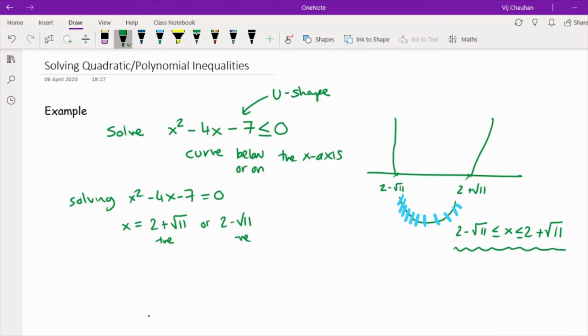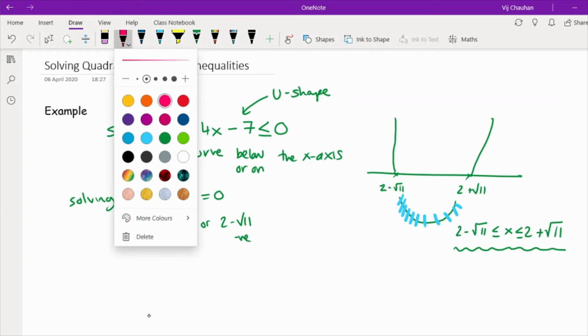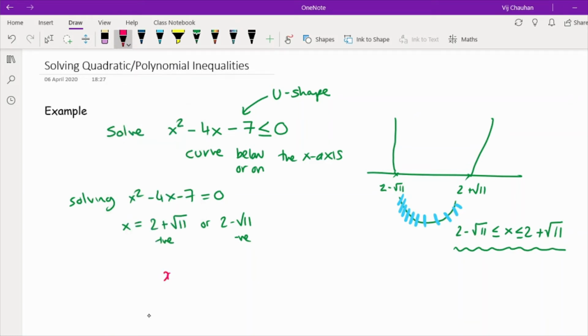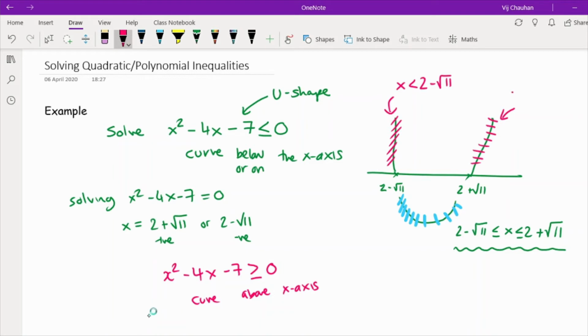Now, if I had the opposite of that, so let's say I had x squared minus 4x minus 7 is greater than or equal to 0, then I'm looking for where the curve is above the x-axis. Then I'd be looking for these two regions here, and as you can see, you've got two separate parts of the line. So this here would represent x is less than 2 minus root 11, and this would represent x is greater than 2 plus root 11.